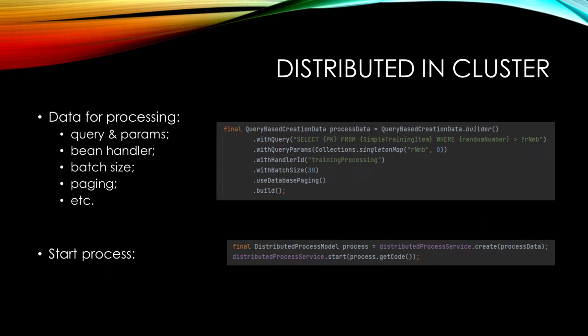Processing can be split by the cluster nodes. To do this, use the distributed process model with the query-based creation data object. That data object has to contain a query, its parameters, the batch size, and the handler's Spring identifier.